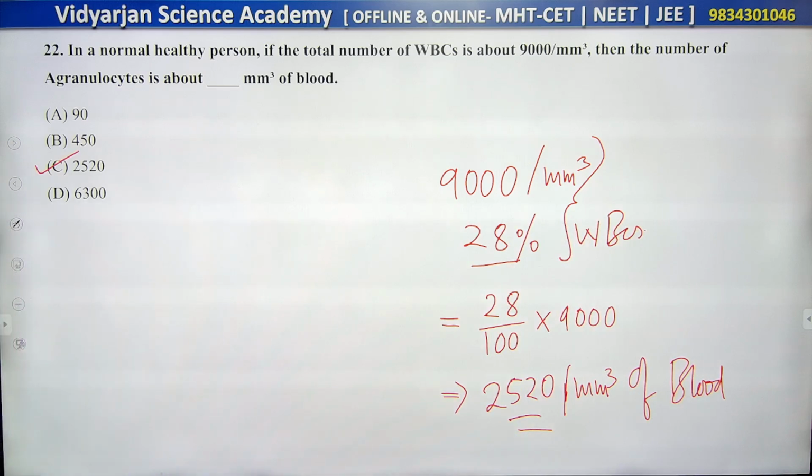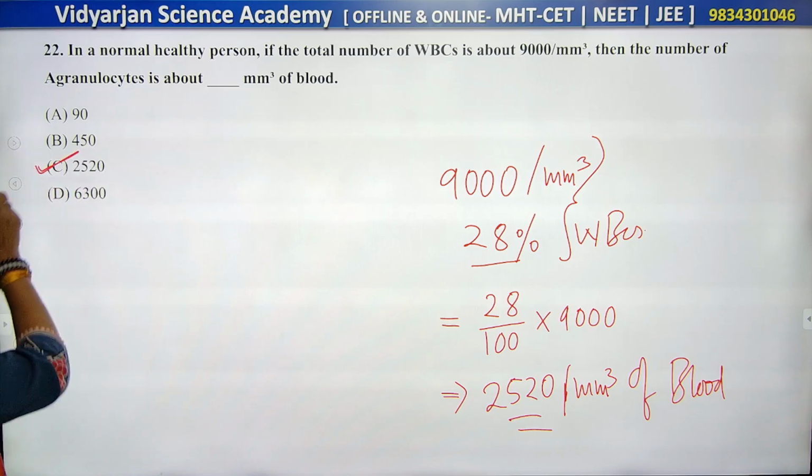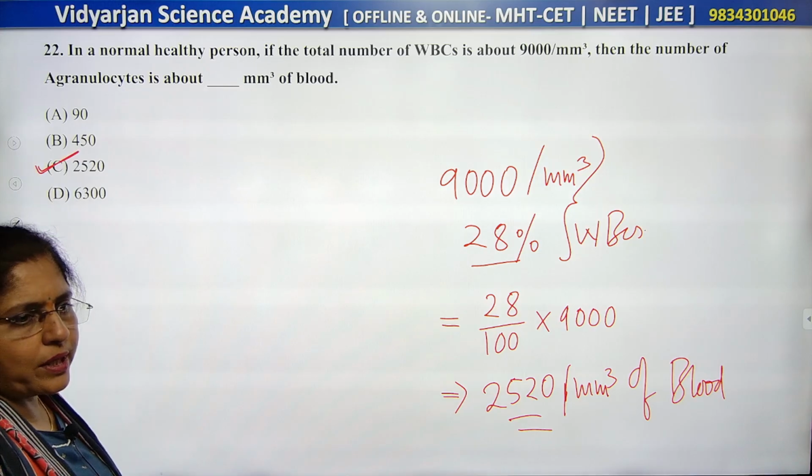28 divided by 100 into your WBC count. WBC count is around 9,000. So your answer here is 2520. Okay, you can note down this.